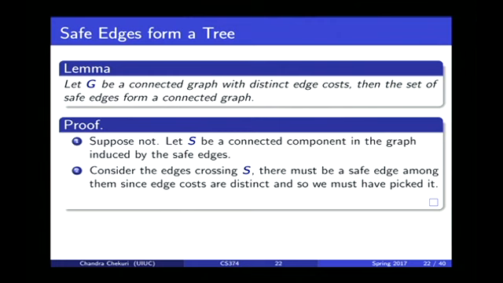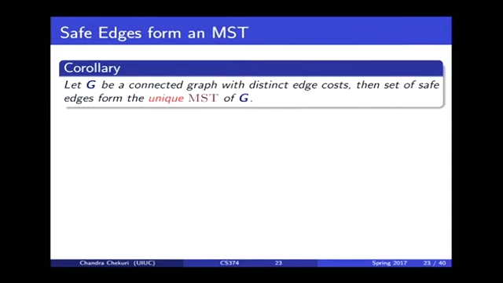You did not connect the graph, because for every connected component, there is at least one safe edge leaving that connected component. So if I take all the safe edges, I cannot have a disconnected graph. Okay? So with these two properties, what do we get? That every safe edge must be in every minimum spanning tree, right? And the safe edges form at least a spanning tree. So from this, we get the property that safe edges are precisely the minimum spanning tree of the graph, and it's unique. There's no choice, right? All the safe edges must be in the spanning tree, and they form a spanning tree.